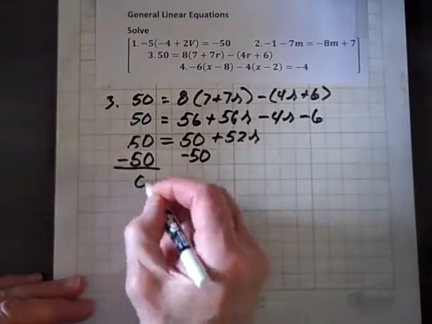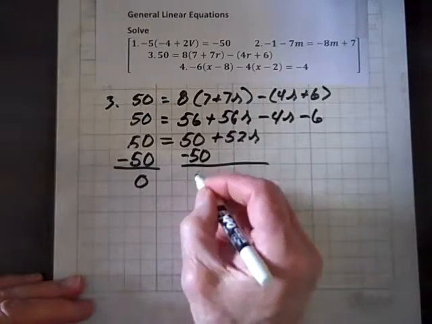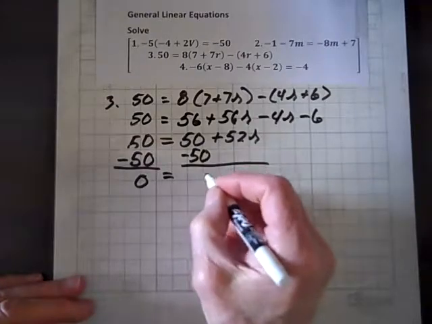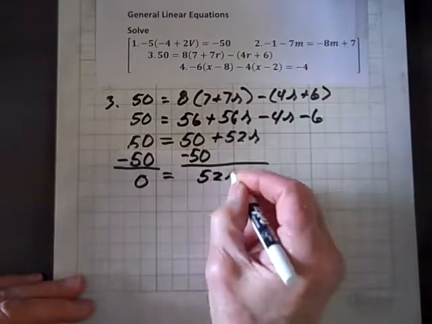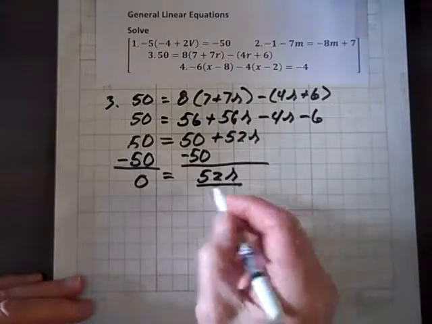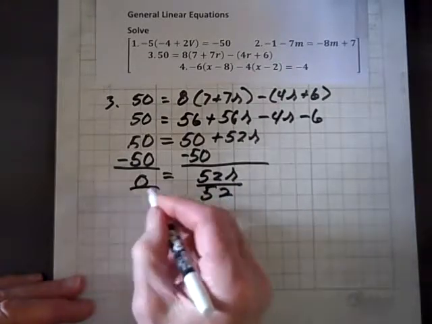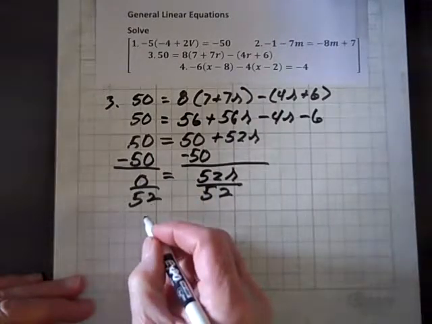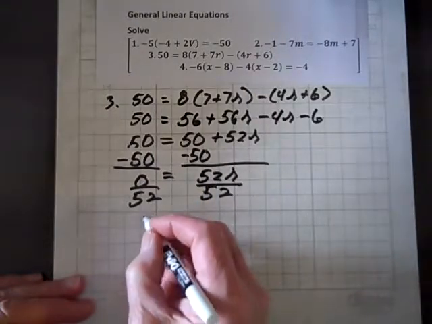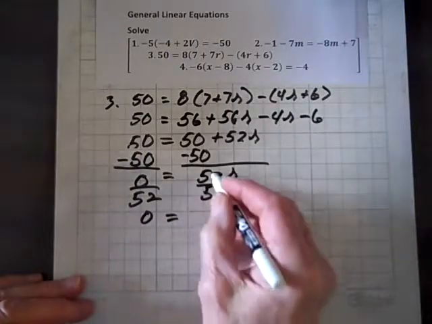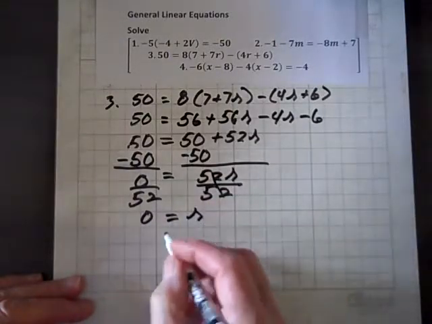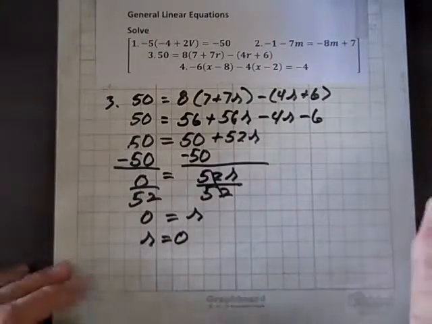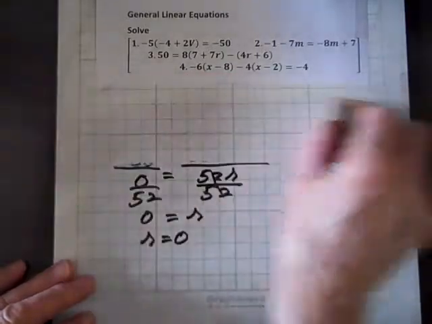And we have 0, and over here the 50's add out, and we're left with 52r. Well, let's divide both sides by 52, and 0 divided by anything other than 0 is 0, and so these divide out, and we get r, and so r equals 0, doesn't it? Well, let's get one more of these done, the last one.